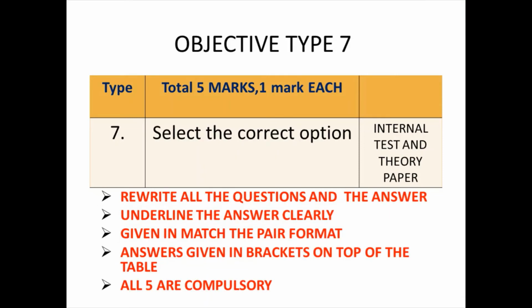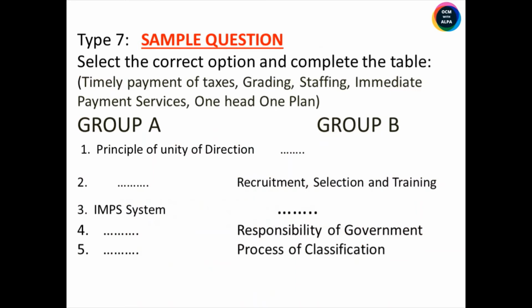Talking about select the correct option. Now, this is a different type. Again, this is a question which has also been asked in the format. It has been given specifically that the internal test paper can have this option. So we expect it more so in the internal test. How it will appear is, sometimes it is given in match the pair format, and the answers are given on top of the table. So just like you have your match the pairs, but some of your left side and some of your right side are missing. I have a sample question here.